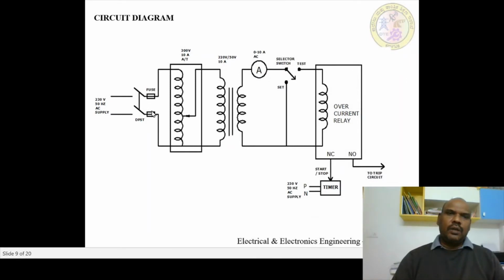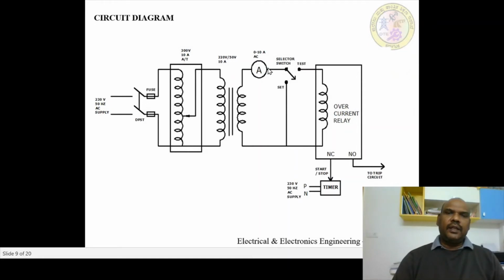So before closing this switch, we have to ensure the selector switch is in 0 position, auto transformers are in 0 position, then close the main switch. After closing the main switch, put the selector switch to set position. By varying this auto transformer, set this current to a particular value which is calculated. These things will be explained when showing the demonstration.